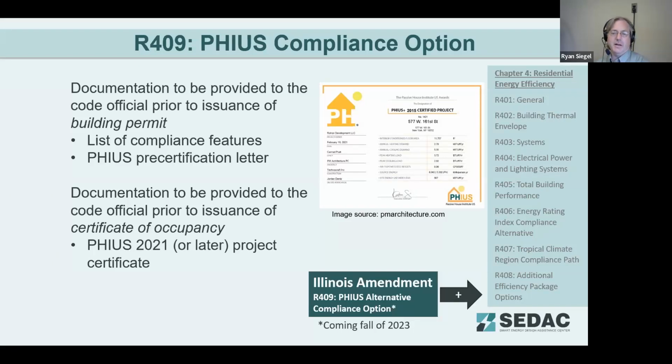You don't have to do any other REScheck. You don't have to do anything else. So that makes compliance real simple for these. Part of this is recognizing Passive House is a very high standard, so you're going to end up with a high performance building. Plus, going through this process, you already have third-party verifications and inspections throughout. That's part of the reason why the documentation for PHIUS is relatively minimal.